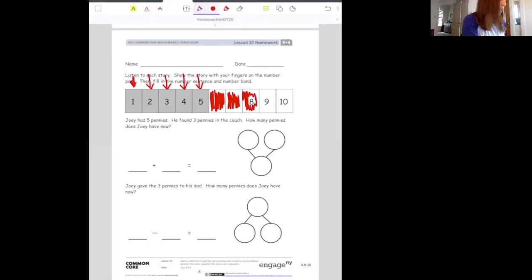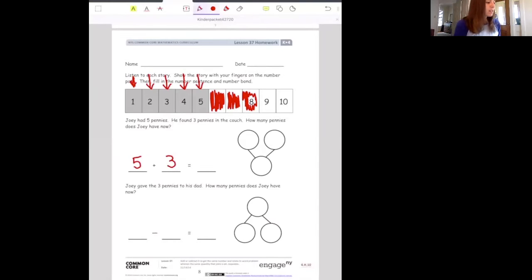So how many pennies does Joey have now? Well, we need to count all of them all together. This sounds like we need to use Gus the Plus. Remember, Gus the Plus wants to put numbers together. So you take one number and another number and you put it together to make a big number. So we had 5 pennies. Go ahead and write 5 because that's how many pennies you started with. And Joey found 3 more pennies in the couch. So we can put 3 because that's how many more he found.